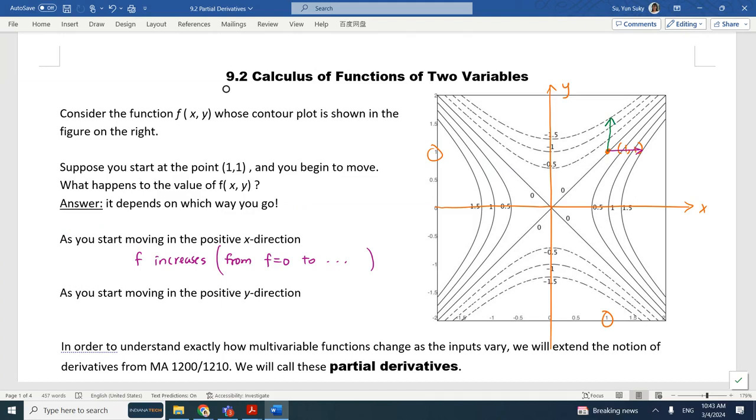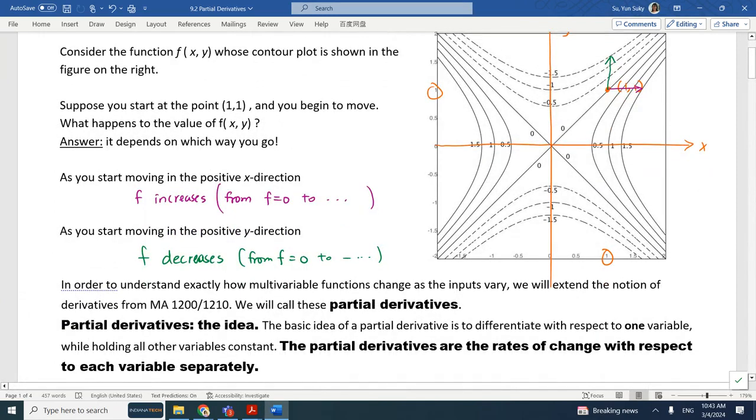Here, what happens? It's negative 0.5. Here, negative 1. Here, negative 1.5. So f decreases, from f equals 0 to the negative numbers. Is that okay, everybody?